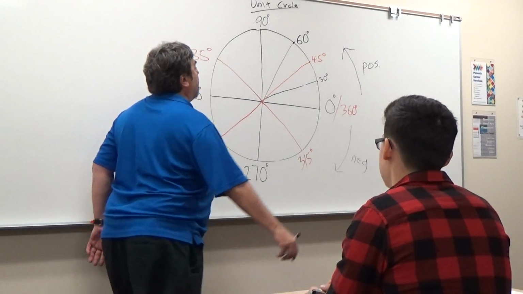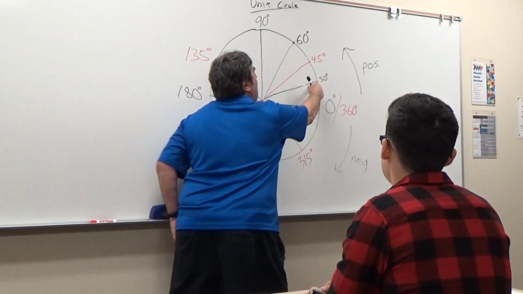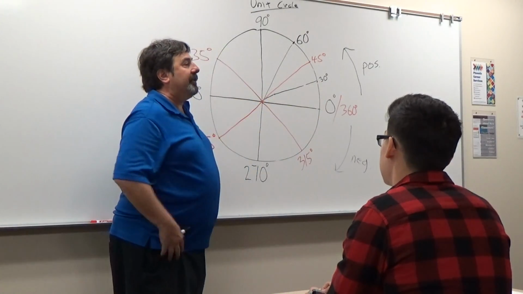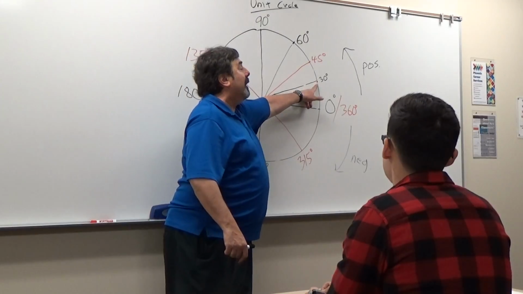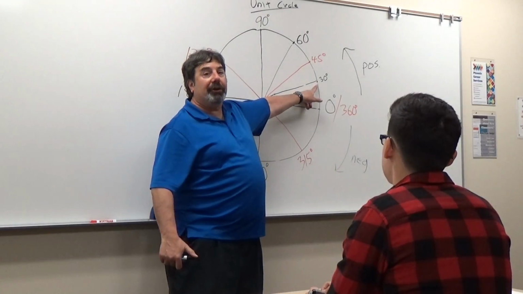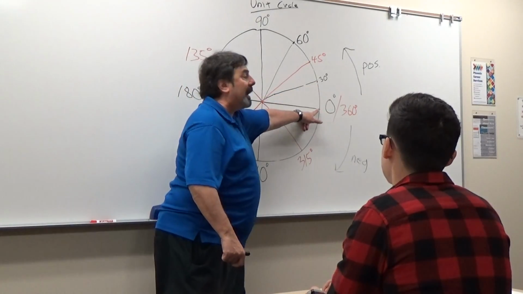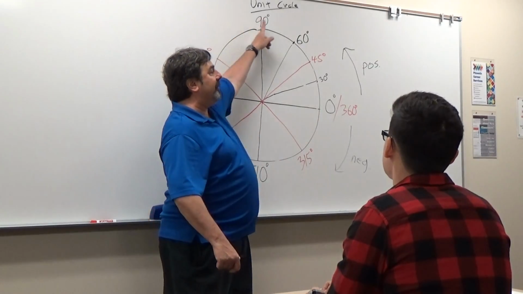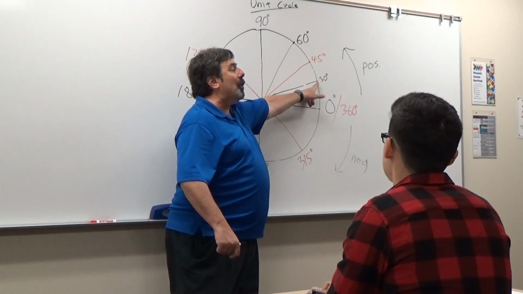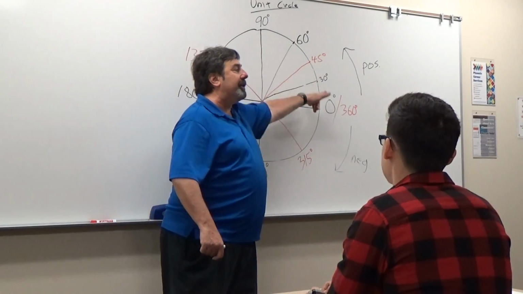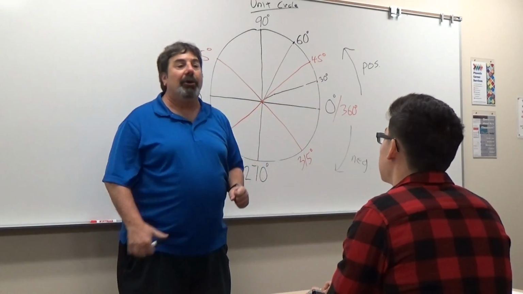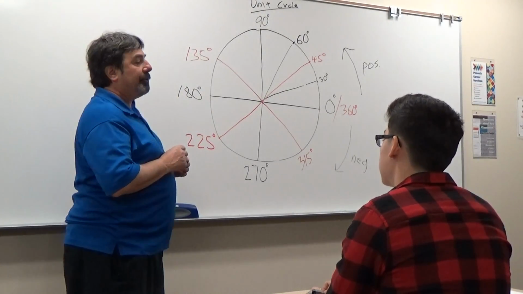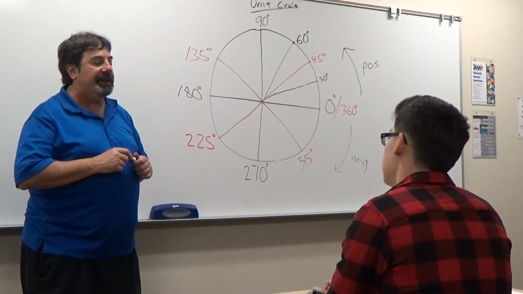I could talk about 30 degrees as this point right here as positive 30 degrees, or I could say that this point right here is negative 330 degrees. If I start here and go in the negative direction and I end up at the same place as 30 degrees, I've gone negative 330 degrees. So they are coterminal, they end at the same place. So again, there's multiple ways to refer to the same point on the unit circle.